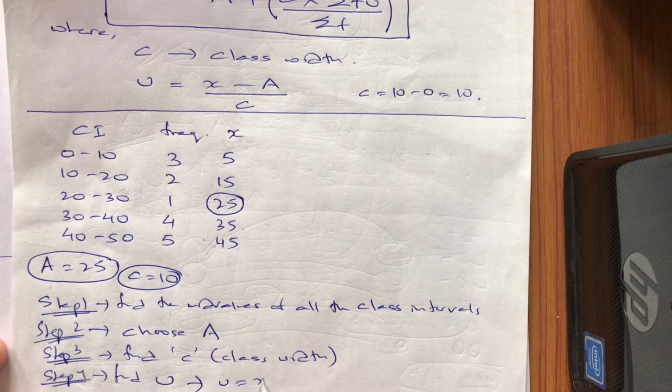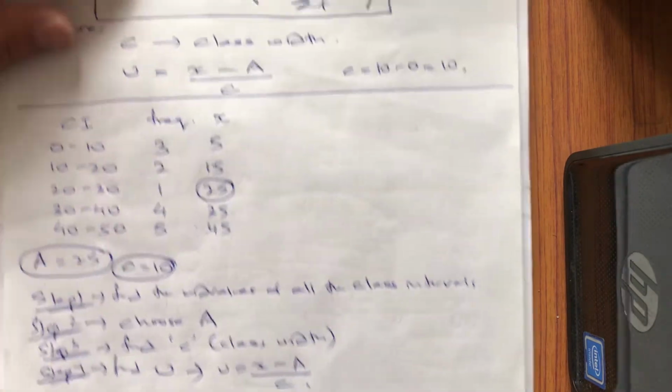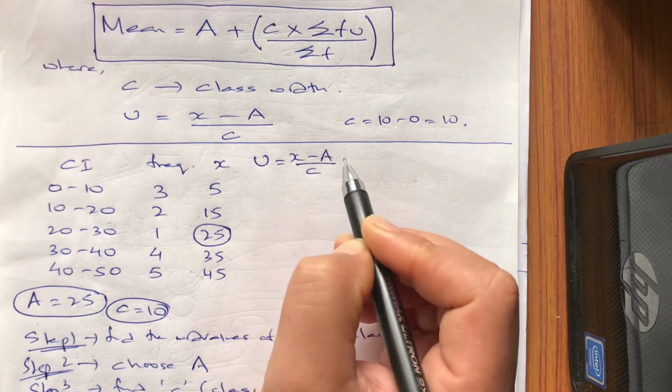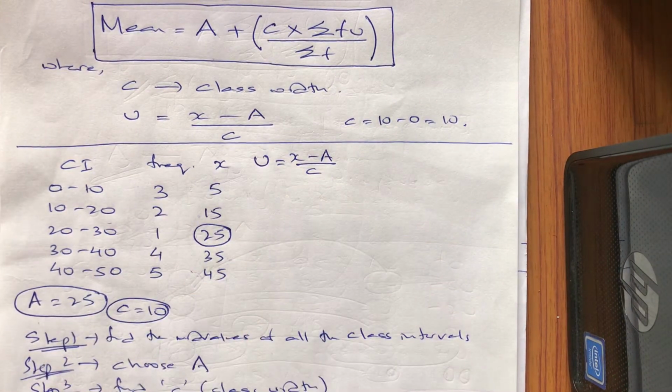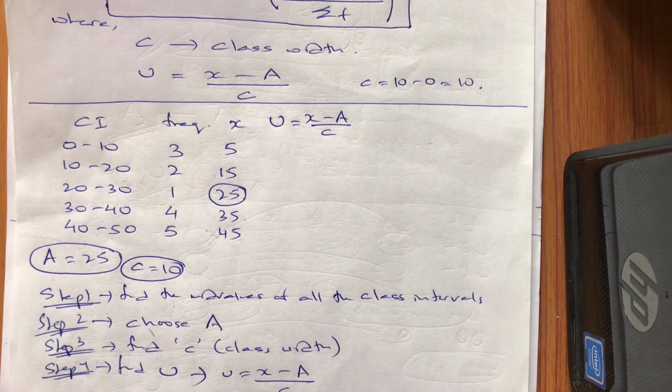u is equal to x minus a divided by c. Okay, so now we have to find u, and u is equal to x minus a divided by c. Now this one I will not do over here because it becomes congested. So to explain that, I will do it in the rough, and then we put the answer over there.